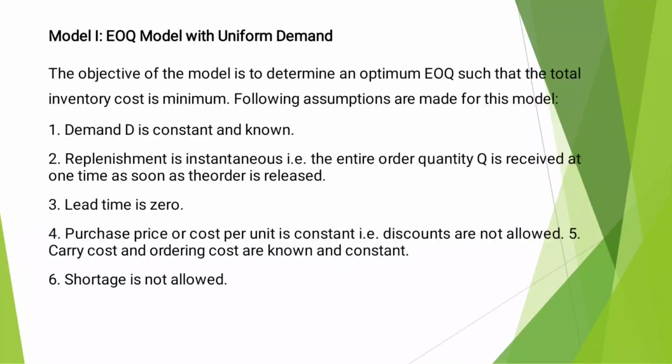Those are demand D is constant and known, replenishment is instantaneous, that is the entire order quantity Q is received at one time as soon as the order is released. Lead time is 0. Purchase price or cost price per unit is constant, that is discounts are not allowed. Next one is carrying cost or ordering cost are known and constant. Shortage is not allowed.